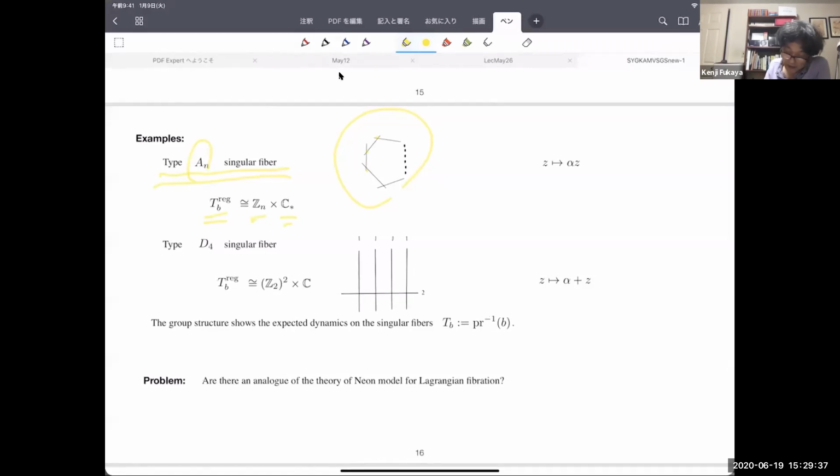And this has obvious group structure. This is the group and this is group. And another example is this D4 singular fiber. So D4 singular fiber, you have this 1 S2, which has multiplicity 2, and you have a 4 S1, which has multiplicity 1.